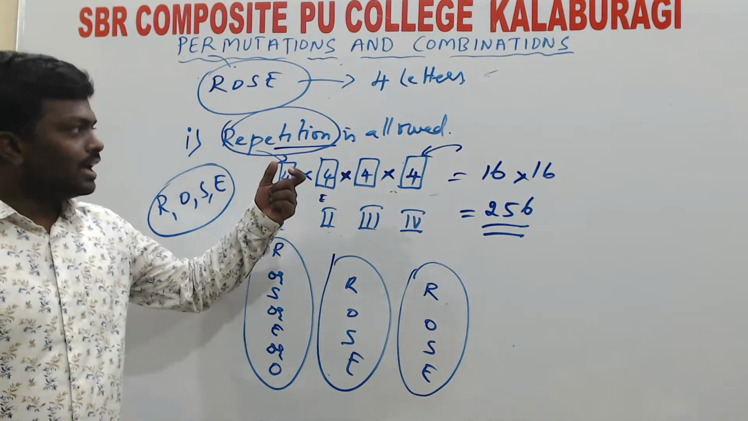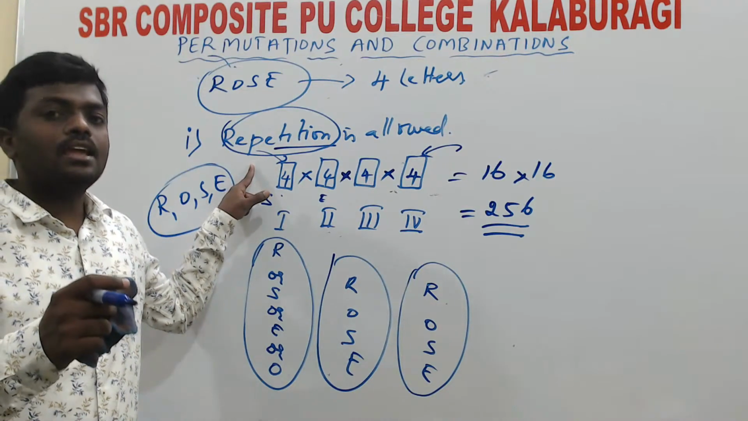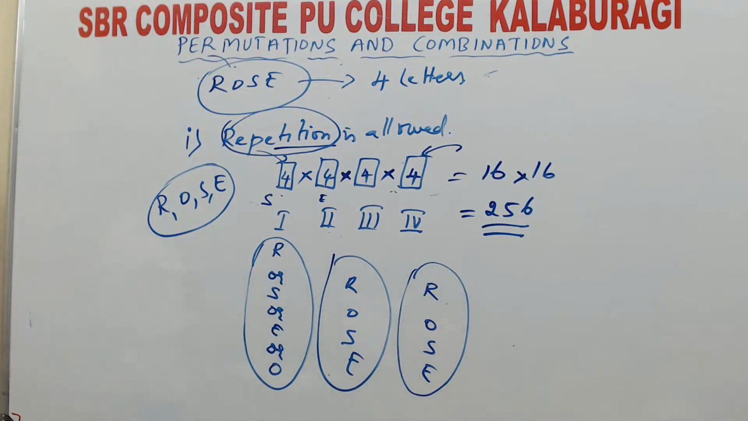Is that clear, students? One we have understood regarding repetition not allowed, and another one regarding repetition allowed. Now we shall see the second example.